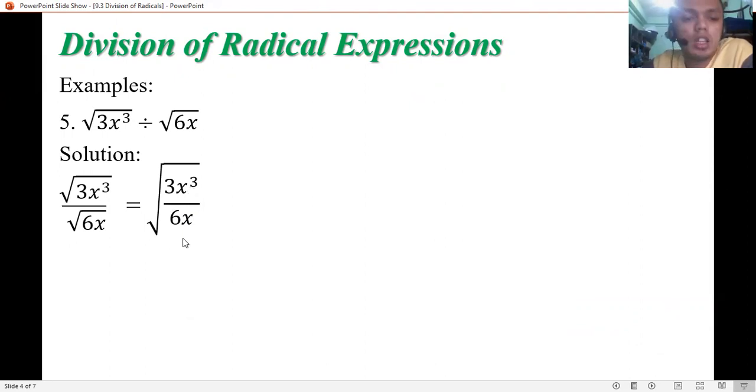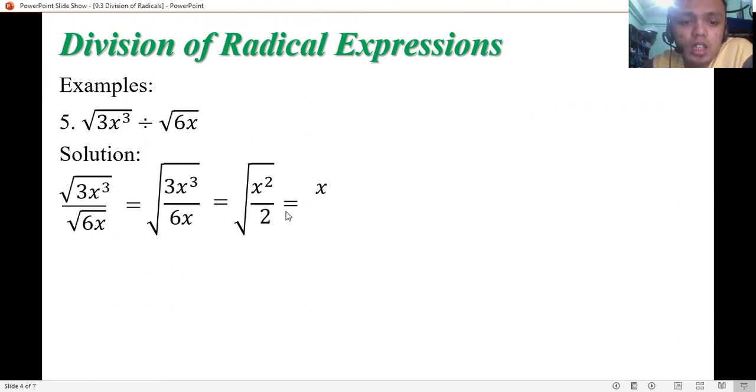Following the laws of exponents, or the rules for rational expressions, we can use them here. 3 divided by 6 can be reduced, so it becomes 1/2. Then x cubed divided by x is x squared, because the bases are the same, so we subtract the exponents, 3 minus 1, that is 2. So it becomes x squared over 2. We took the lowest term of 3/6.